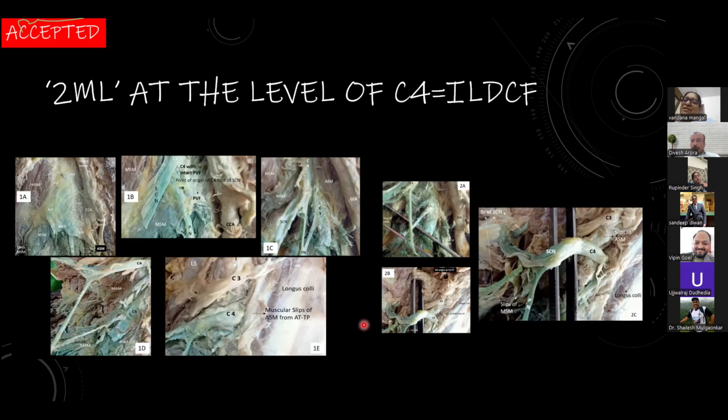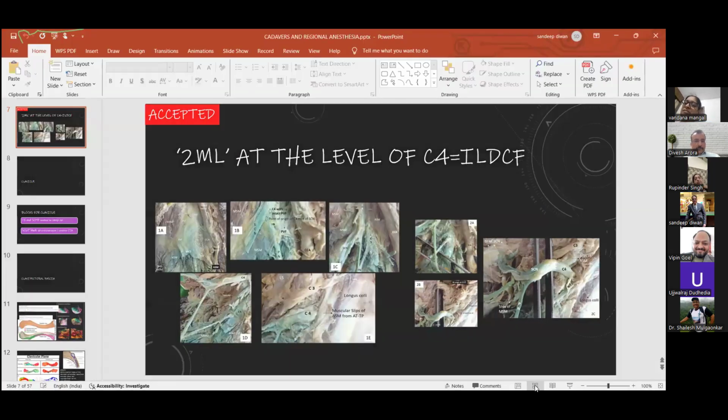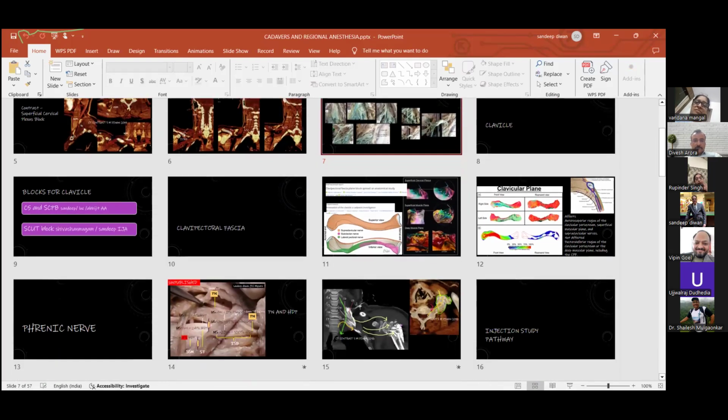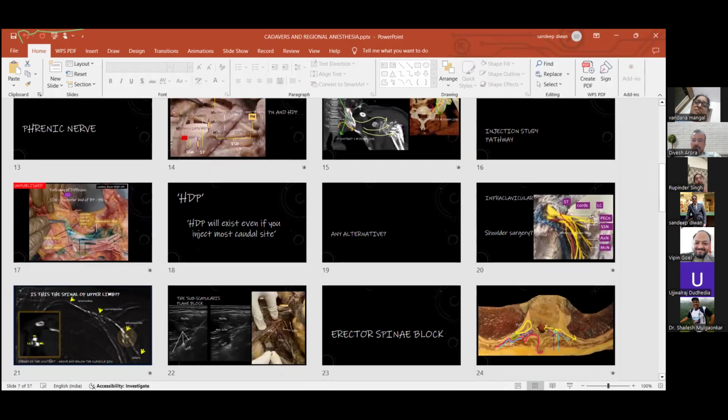Okay. Dr. Rupinder, thank you. Good evening, Dr. Sandeep. As usual, excellent presentation. What I want to ask you is, in your clinical practice, when you have to give analgesia for shoulder surgery, as you said, that infraclavicular, if you target the posterior cord, do you use it routinely? I mean, how do you go about giving analgesia for shoulder surgery?